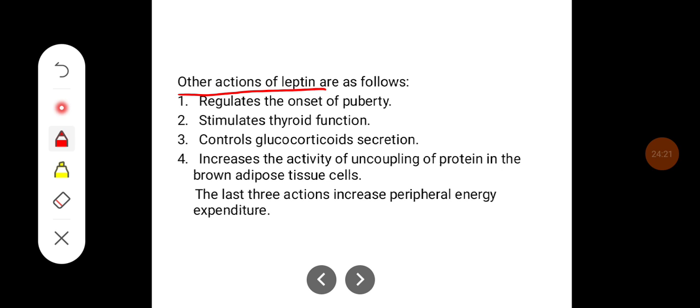The other actions of leptin are, it also helps in the regulation of the onset of puberty. It stimulates thyroid functions, it controls glucocorticoid secretion, and it increases the activity of uncoupling protein in the brown adipose tissue cells. The last three actions increase peripheral energy expenditure.